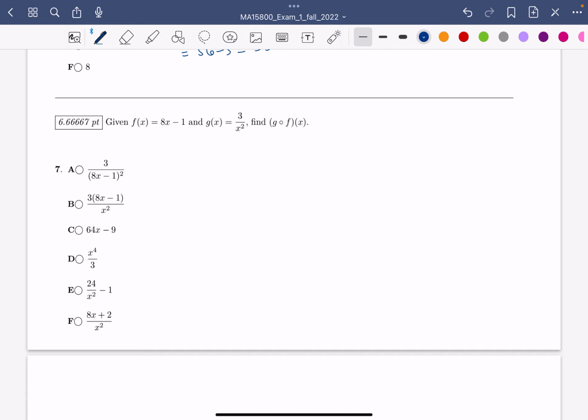7. Given f of x equals 8x minus 1 and g of x equals 3 over x squared, find g of f of x. So this is g of f of x. That means we need to plug this function f of x into the x for g. So if we do that, we can see that it's 3 over 8x minus 1, because again we're replacing the 8x minus 1 for the x in g, that whole quantity squared. Luckily we don't have to plug anything in. If we look at our answer choices, that gives us an answer of A.